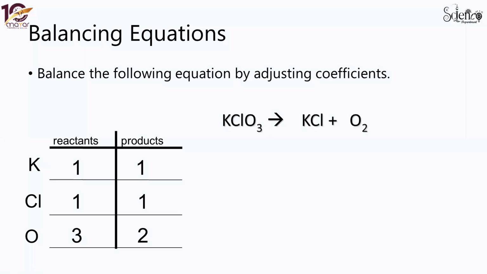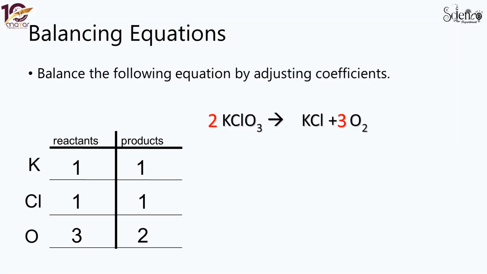So, what to do? Potassium is balanced, chlorine is balanced, but oxygen is not. Yes, Rama. Okay, so we're going to put the coefficient for the oxygen. So you want to start with oxygen. Bravo. So I'll put 3 to make it 6. And you will do the opposite on the other side. Bravo.